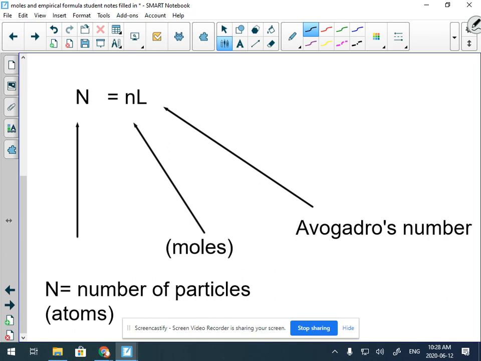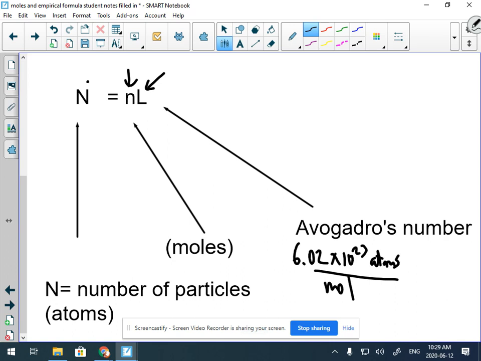None of those really relate to anything, but big N is the number of particles or atoms. Little n is moles, and L is Avogadro's number, which is 6.02 times 10 to the 23rd, like particles or atoms per mole. So when you times a mole by that, you get the atoms. Basically, it's a little tiny number times the biggest number you've ever thought of, and you get how many atoms there are.